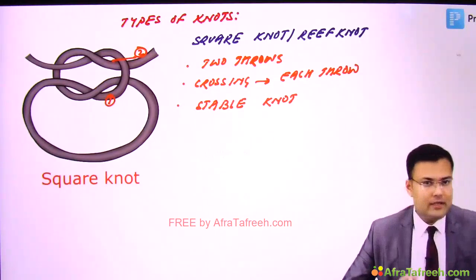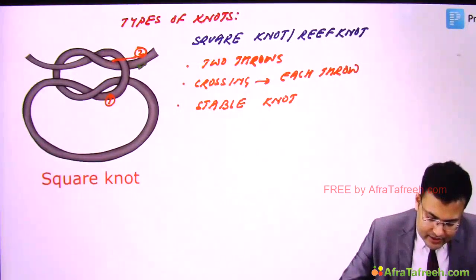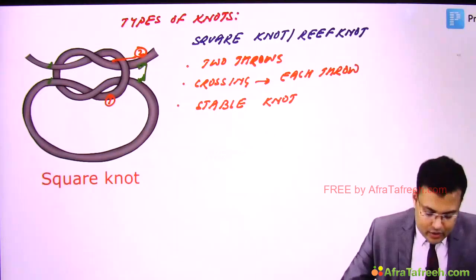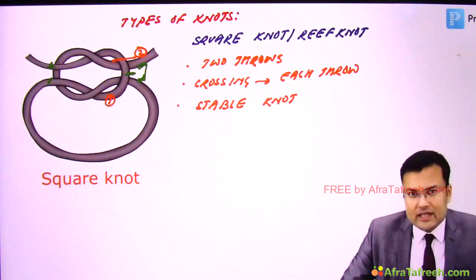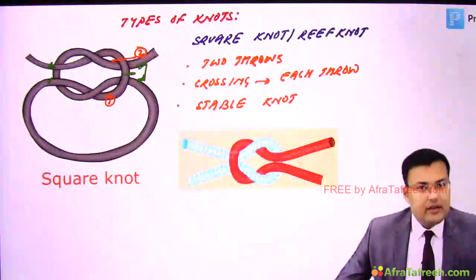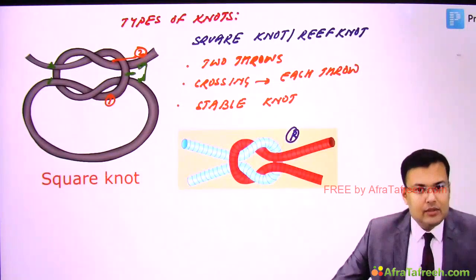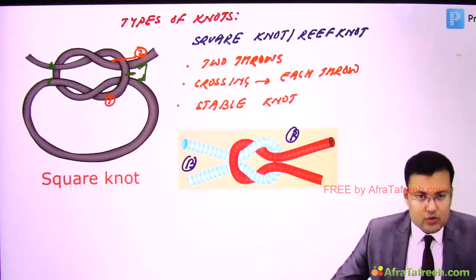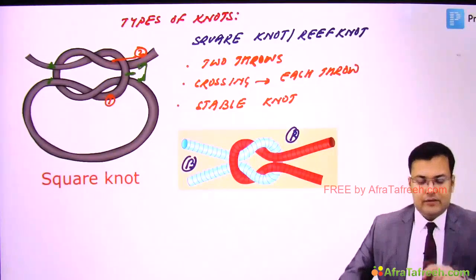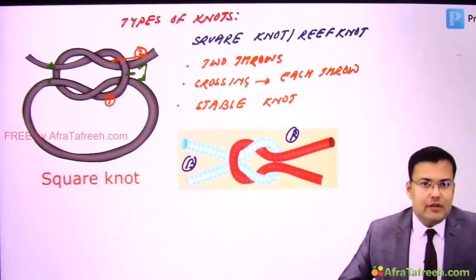Okay, how to identify? It's very easy to identify. See, if you see the ends, can you see here the ends are together? Here the ends are together, right? So here both ends are below, and here both of these ends are above. Here the ends of red color are above the blue, and here the ends of blue color, these two ends, are below the red. Clear? So if both ends are together, either above or below, this is a square knot or reef knot.